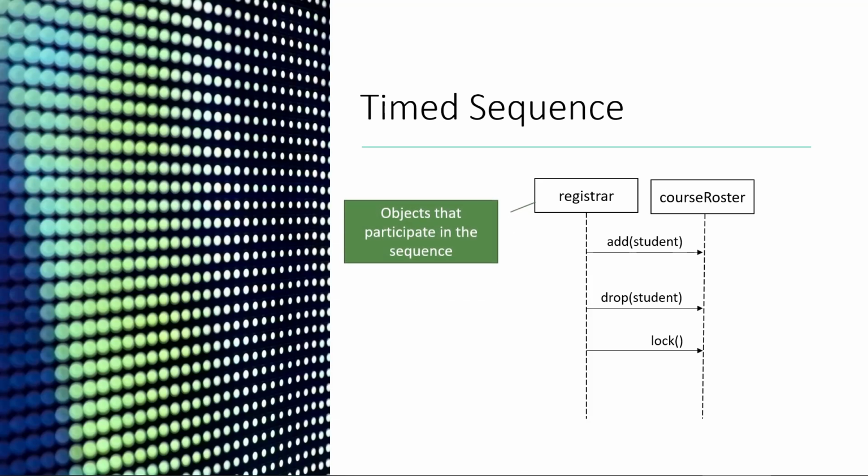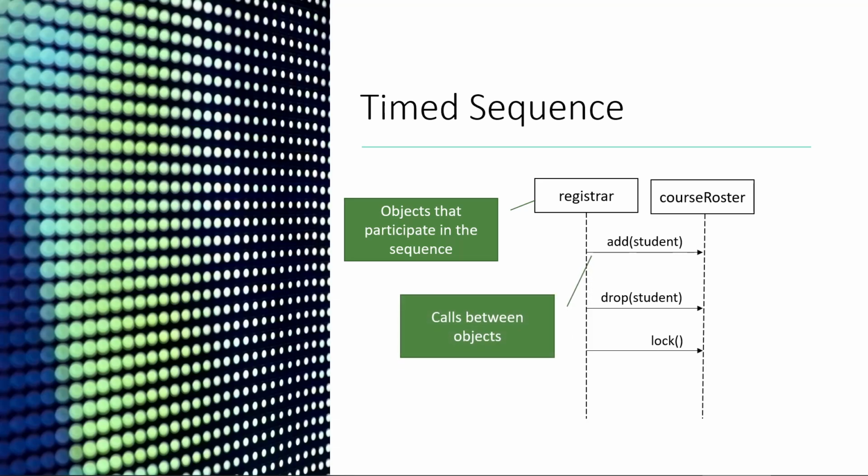So in this case, we can see we start with some objects that participate in the sequence. The objects are basically in a line across the top, a series of boxes that have these little dotted lines that come across. They're called a tail. And the calls are method calls, operation calls between the objects that are shown as a progression of time, starting at the top and heading towards the bottom. In this case, add happens first, drop happens second, lock happens third.